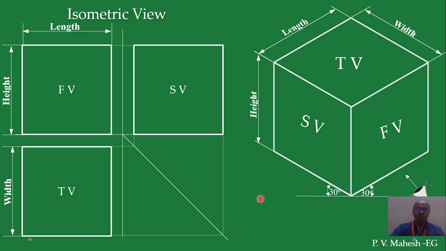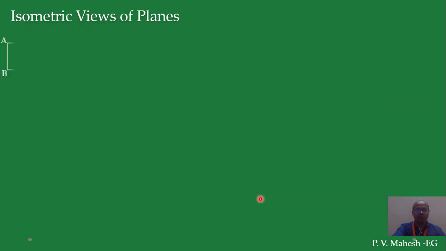So first, we will see how to draw these isometric views of the front view, side view, and top view separately for planes. First we will see planes and then we will go for the solids. So first we will take the rectangle.